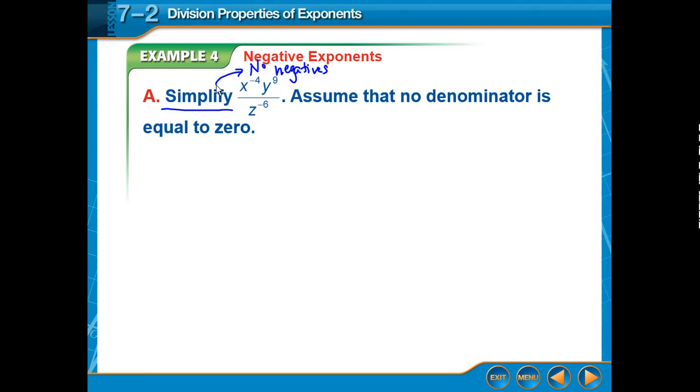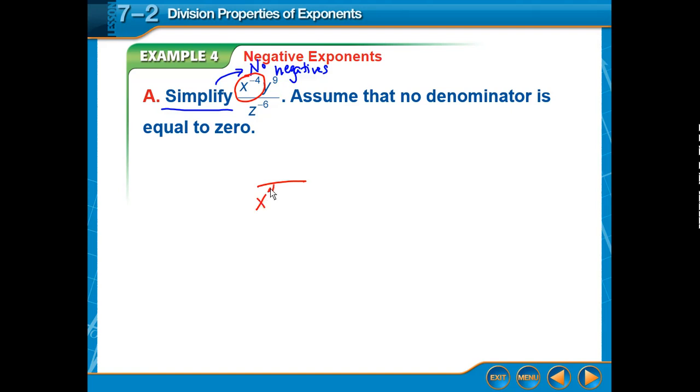The y to the 9th is already positive, so I leave it right where it was. I don't move it. And now I have all positive exponents, which means it is simplified, and each variable only occurs once. Okay.